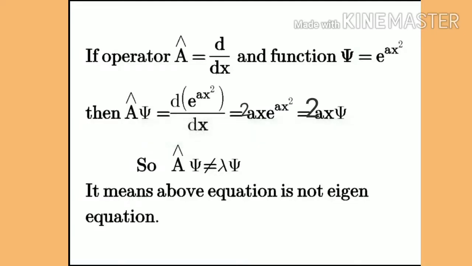I think you have understood what eigenvalues and eigenfunctions are. We can take another example. If we take the function psi as sin x and the operator as double differentiation with respect to x, then we also get an eigenvalue and eigenequation.